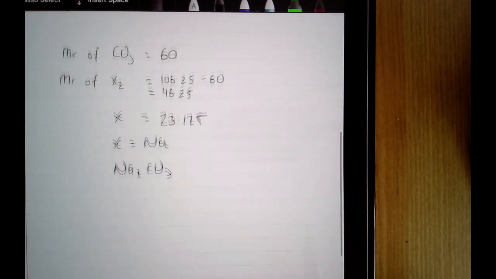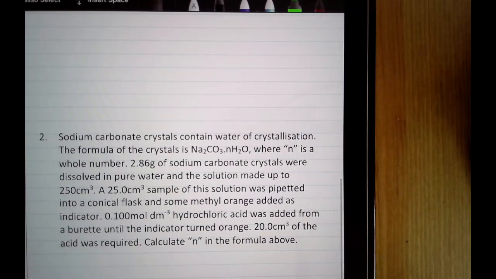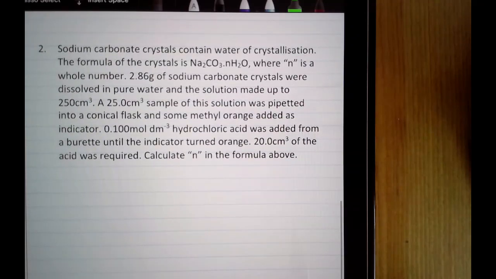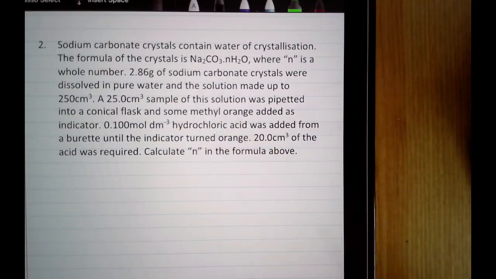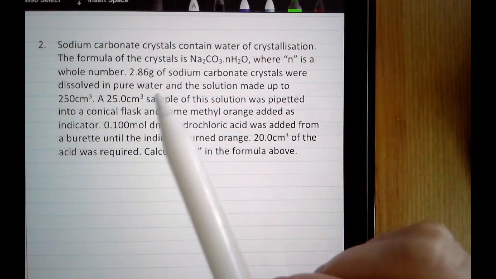I'm going to do another one. So this is the next question that I've got. This question again can feel maybe a little bit overwhelming. There's quite a lot of information in this question, and you've got water of crystallization, which I know is something that can throw some people off. But we're going to do this in exactly the same way as before. You're asked to identify an unknown.